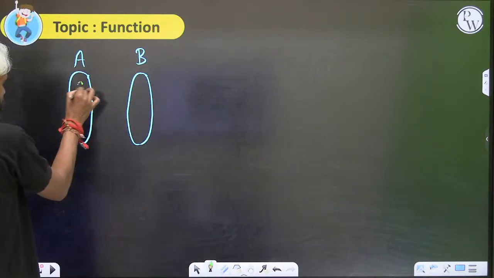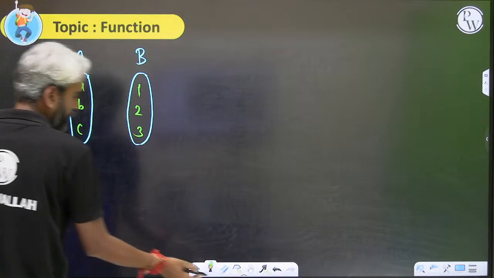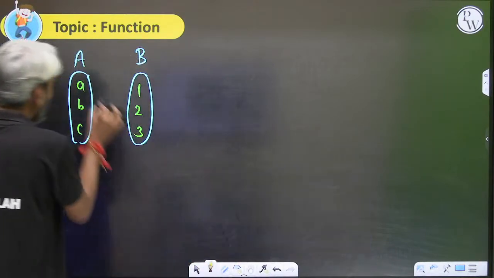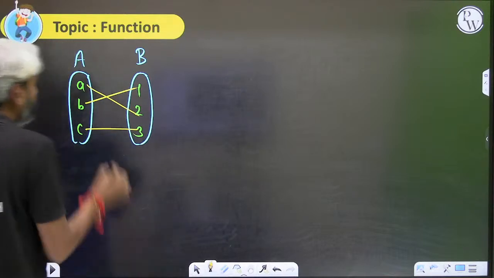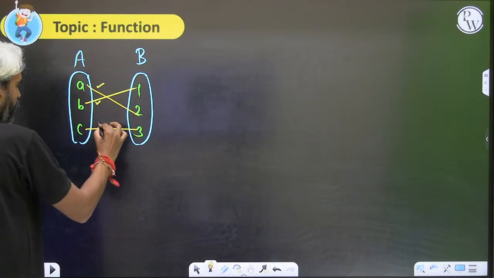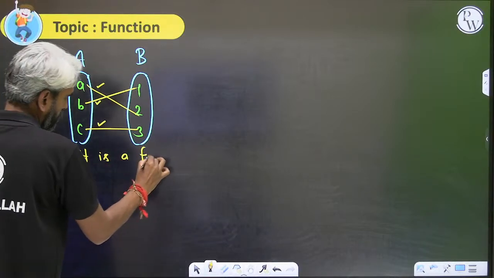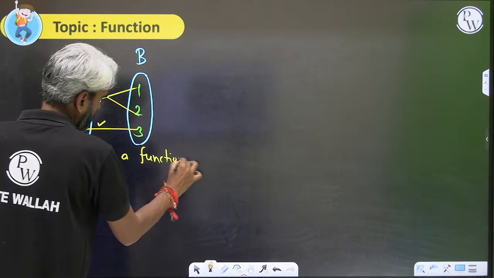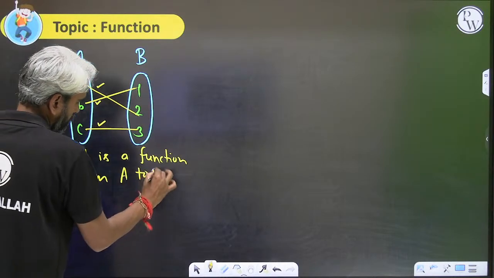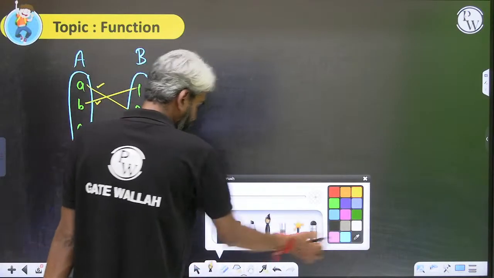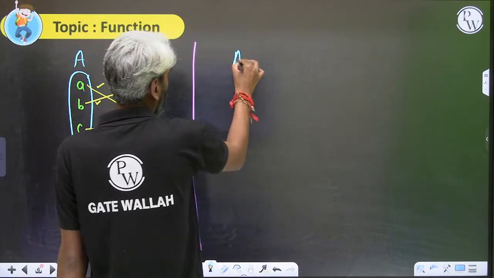I just say that this is A1. Now, is it a function? Sir, the simple definition is every element has exactly one image, so it is a function from A. Next example.